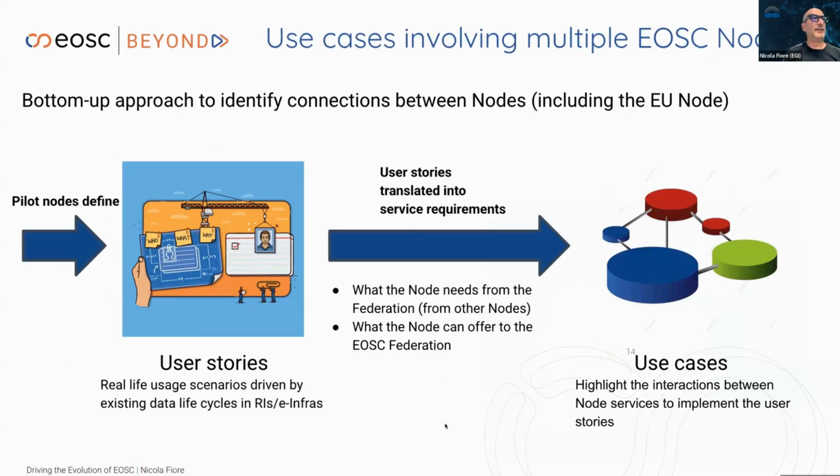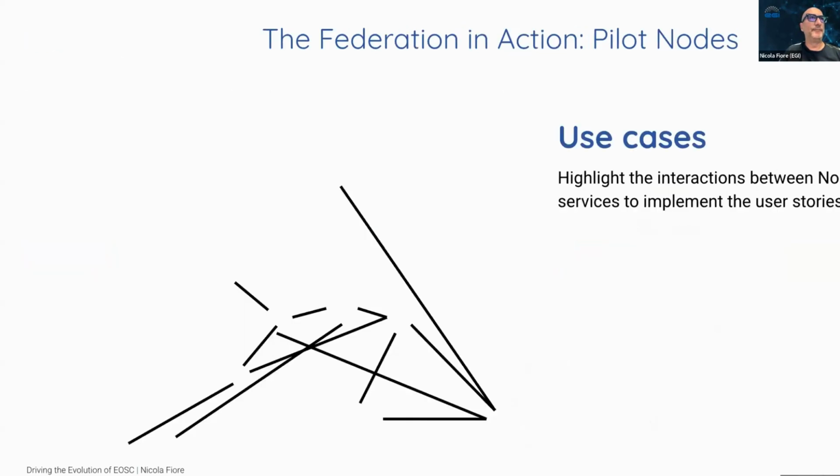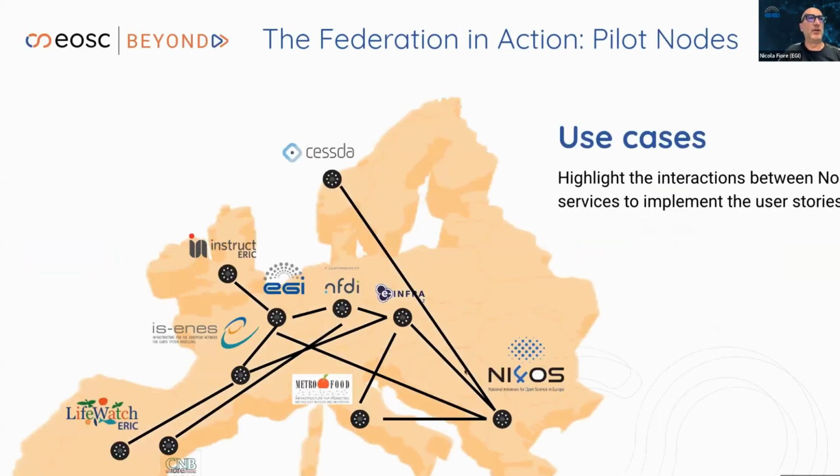All these core services and capabilities are offered to our pilot nodes. In the project, we adopted a very structured methodology. We started analyzing the needs and the user stories of the pilot nodes involved in the project. At the end, we defined the different use cases that highlight the interaction between nodes and services to implement the user story. This is a view of the different pilot nodes involved in the project.